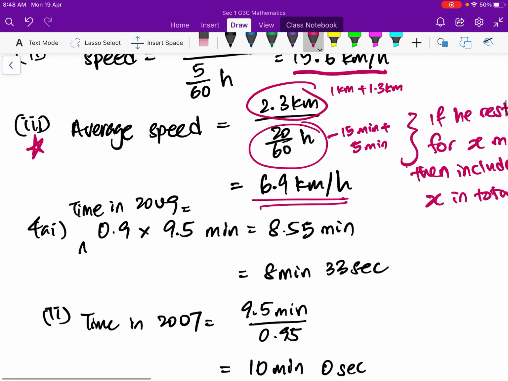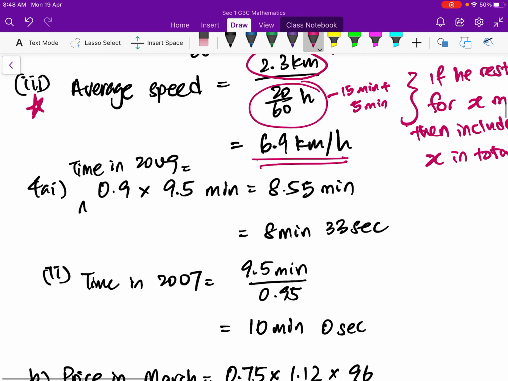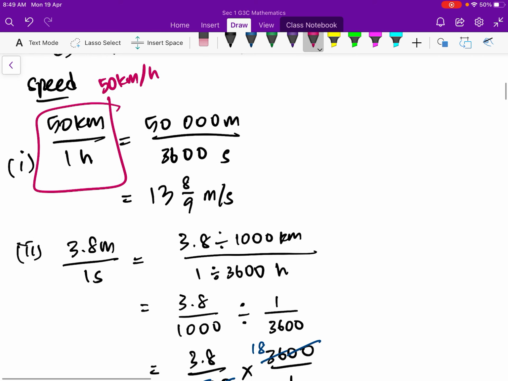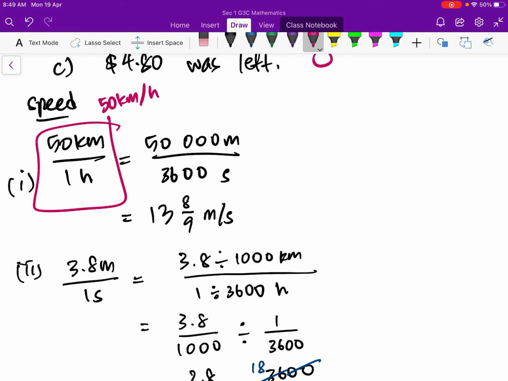Next, percentage conversion. Okay, for A, in 2008, best time 9 minutes 30 seconds. 2009, best time 10% less than the time in 2008. You need to be able to identify which is the original. What are we comparing with? Okay, so there are 2 years over here, 2008 and 2009. Whichever one we are comparing with will be the original, will be the 100%.